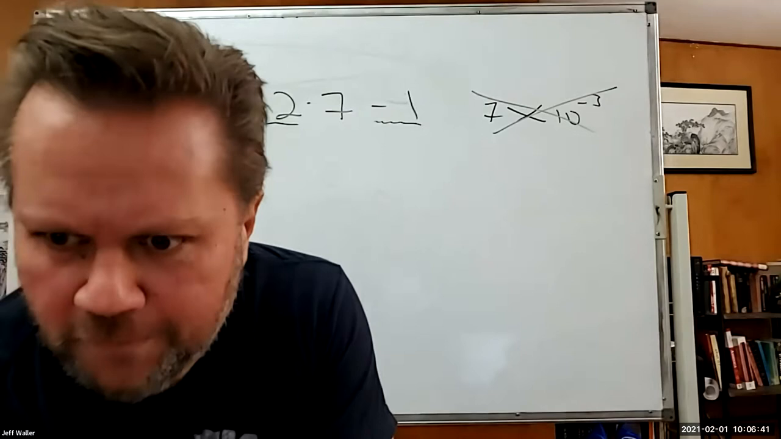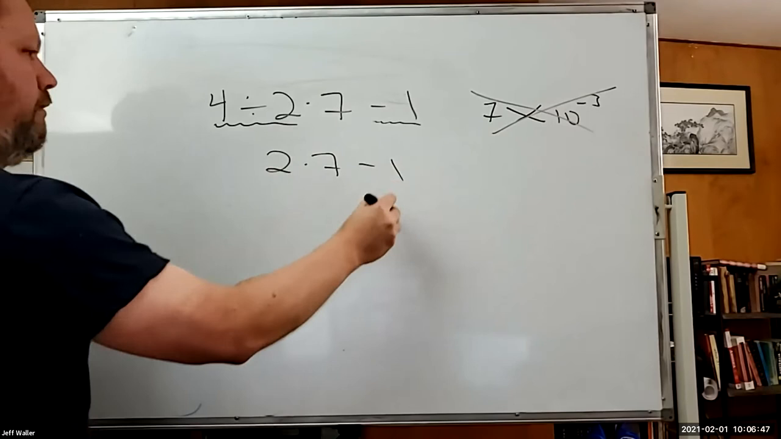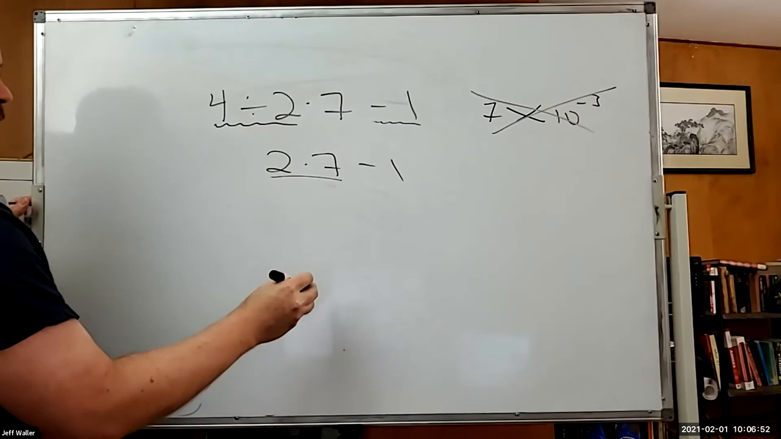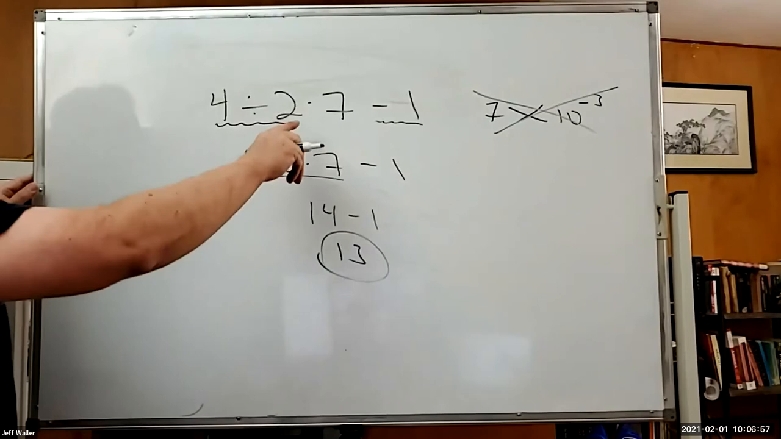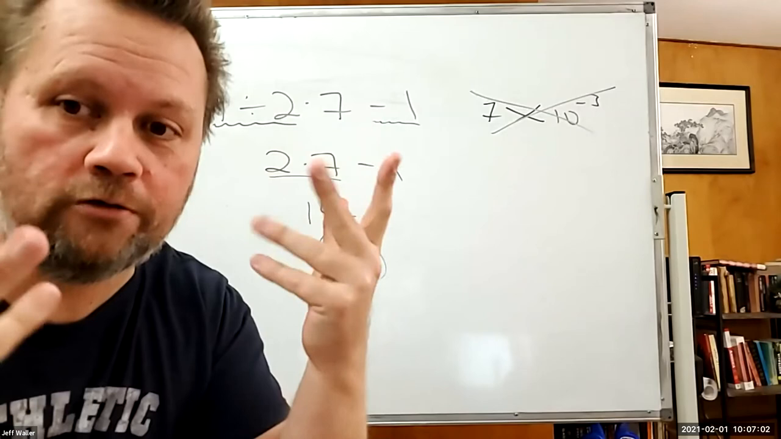4 divided by 2 is 2. And now I still have to do multiplication. 2 times 7, 14. 14 minus 1, 13. So the biggest mistake I see is people do 2 times 7 first, and then what's 4 divided by 14? It's gross, right? Or they do 7 minus 1. No.